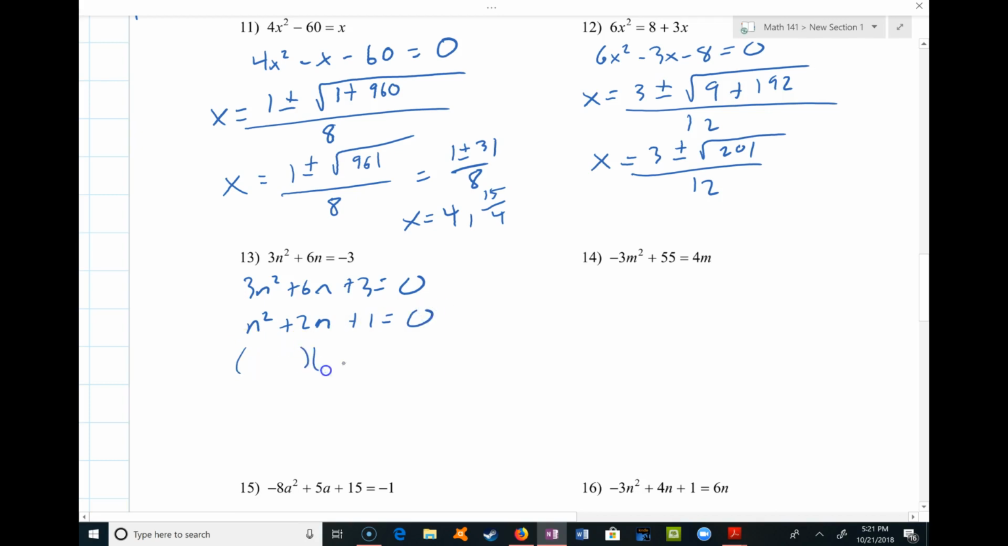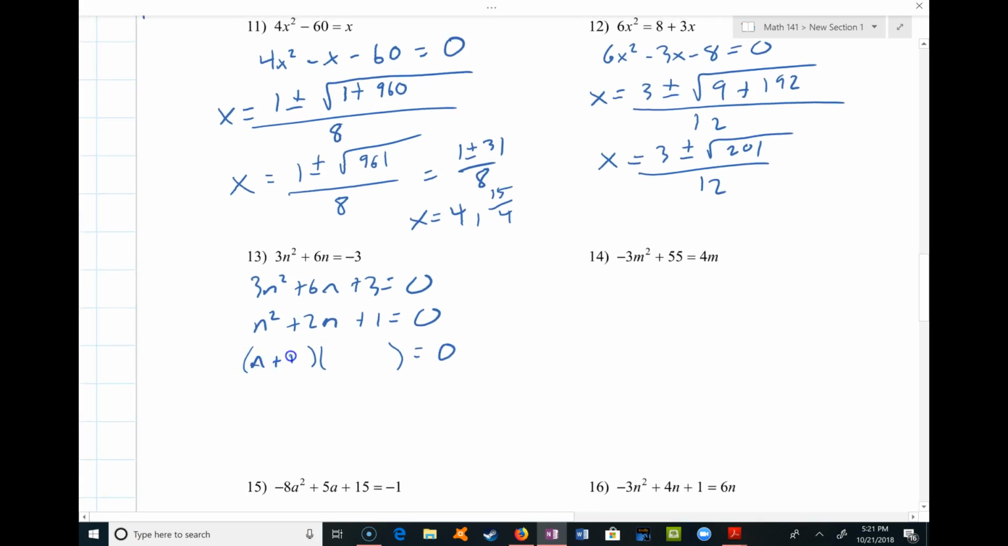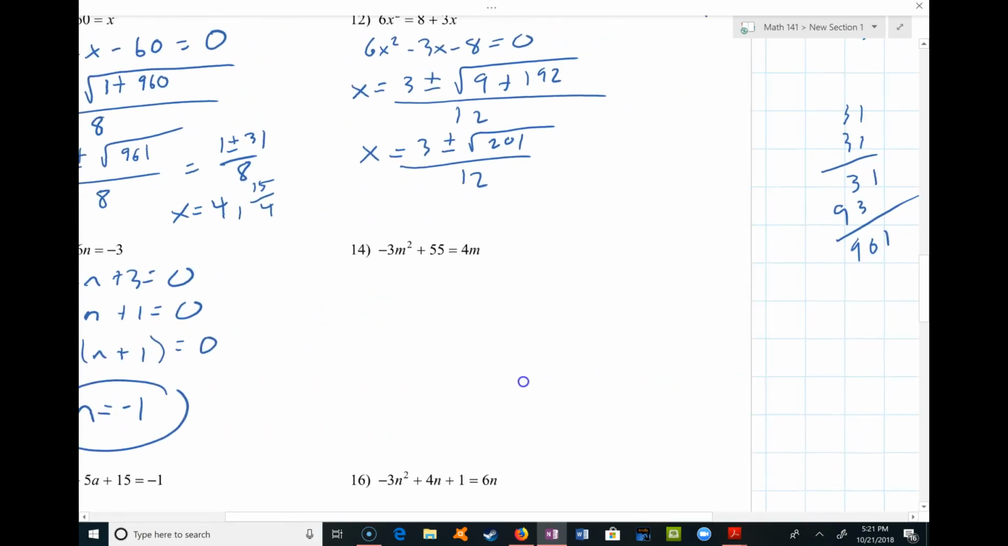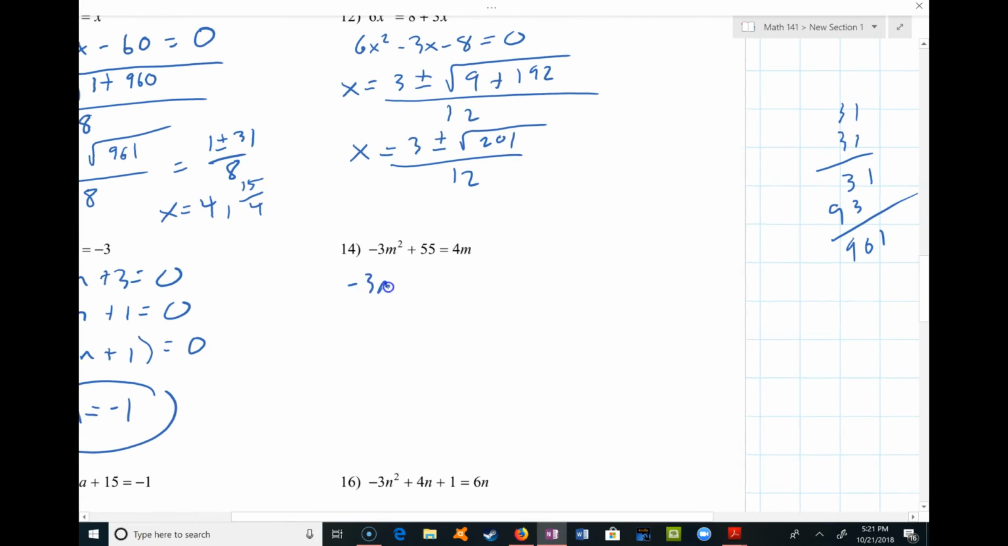And that factors into, that's a perfect square polynomial, isn't it? That'd be n plus 1 and n plus 1, wouldn't it? So that means n is equal to negative 1. Boom, move on. Okay, so this is going to be negative 3m squared minus 4m plus 55 equals 0.